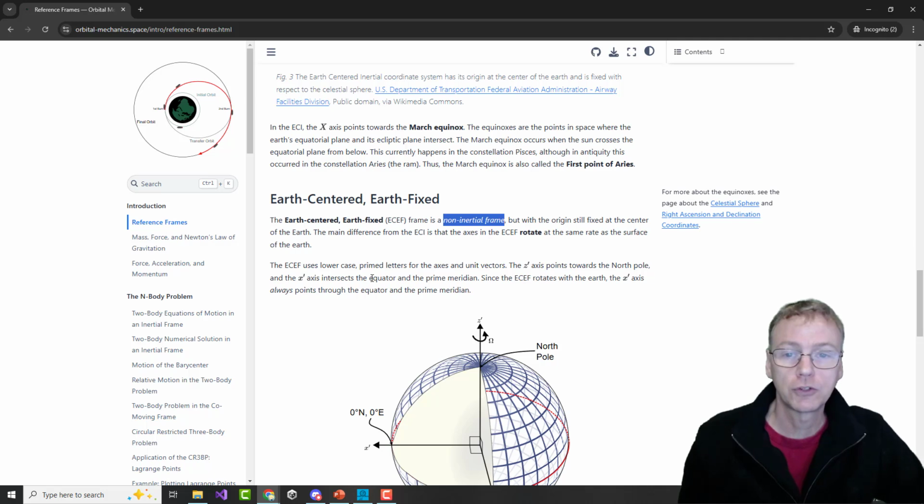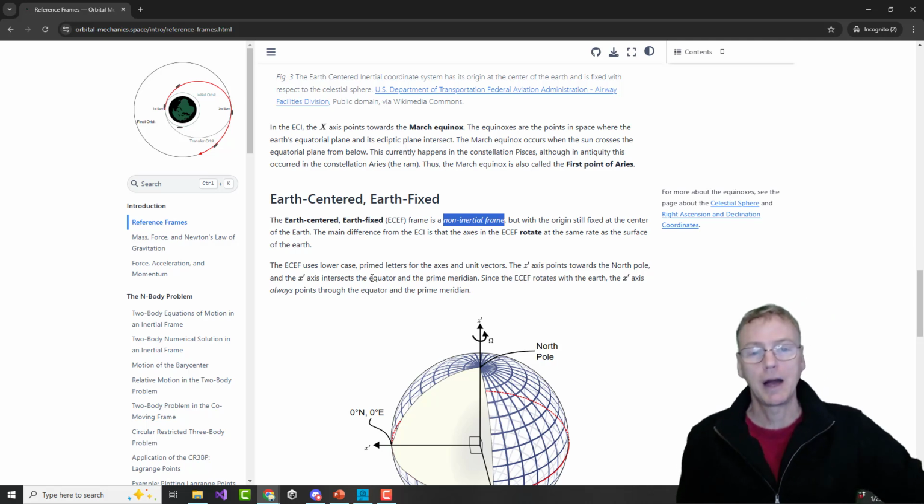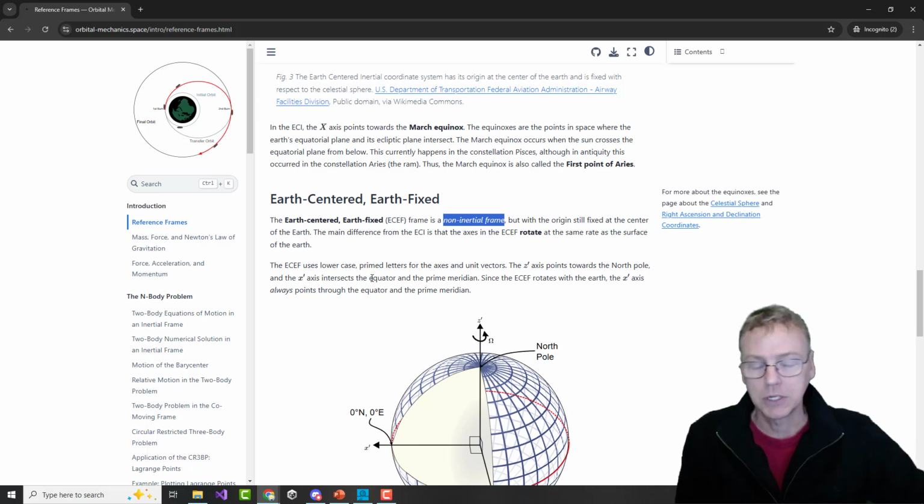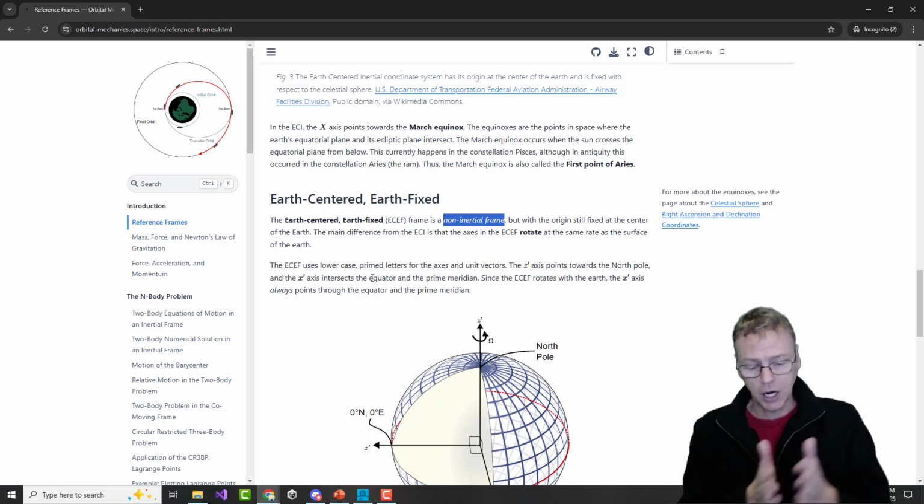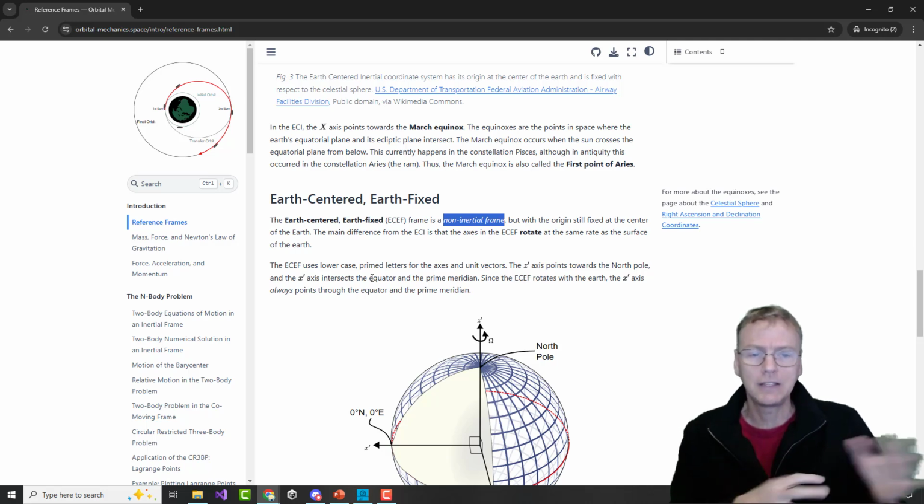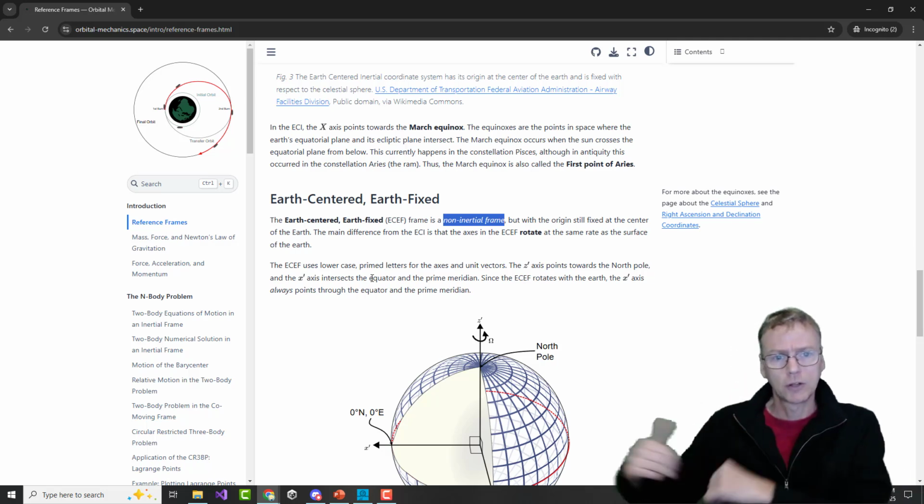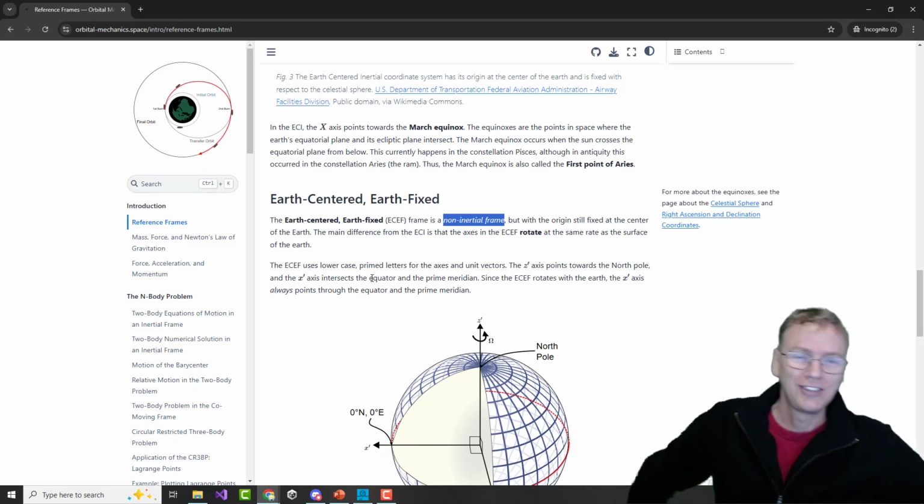Okay, and those are those two very, very commonly seen. You'll see those acronyms, and sometimes people won't even tell you what that means. They'll say, oh, in the ECI, my coordinates are blah, blah, blah, and in the ECEF reference frame, the coordinates are, what is this ECEF?